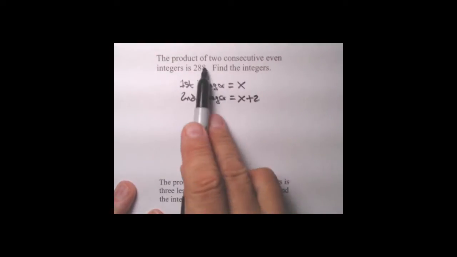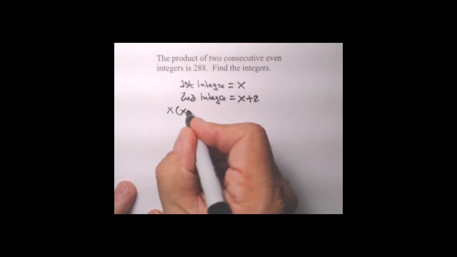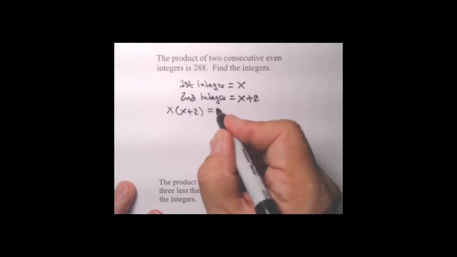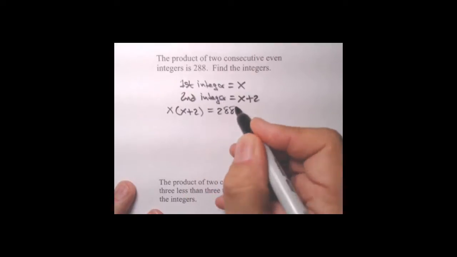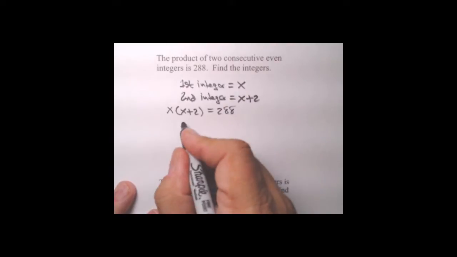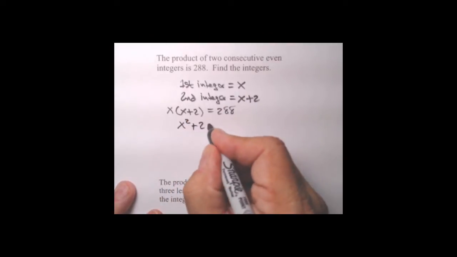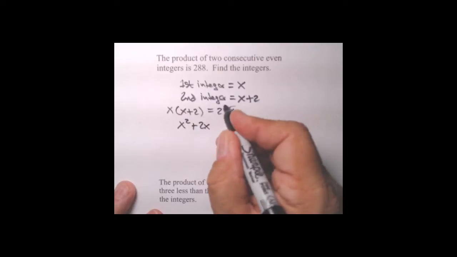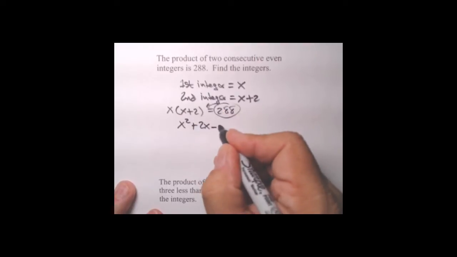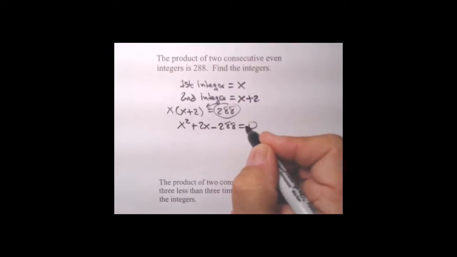Now, once again, the product of these two. So I'm going to take x times x plus 2 equals, what did they say, 288? Okay, well, let's clean this up. x times x is x squared. x times plus 2 is plus 2x. This is a quadratic, so I'm going to jump the 288 over. It'll become minus 288 equals 0.